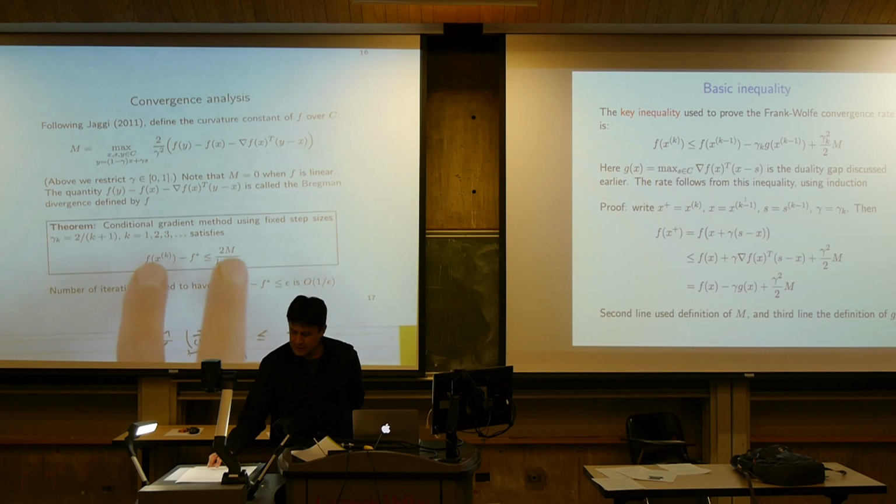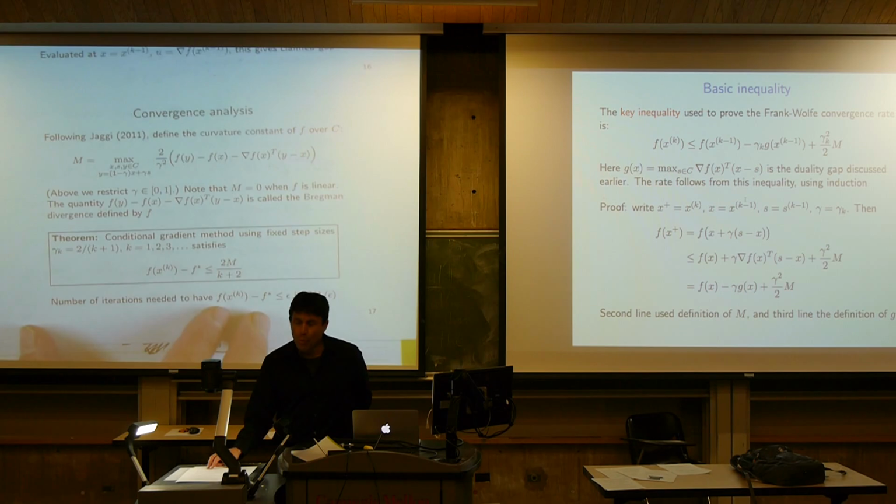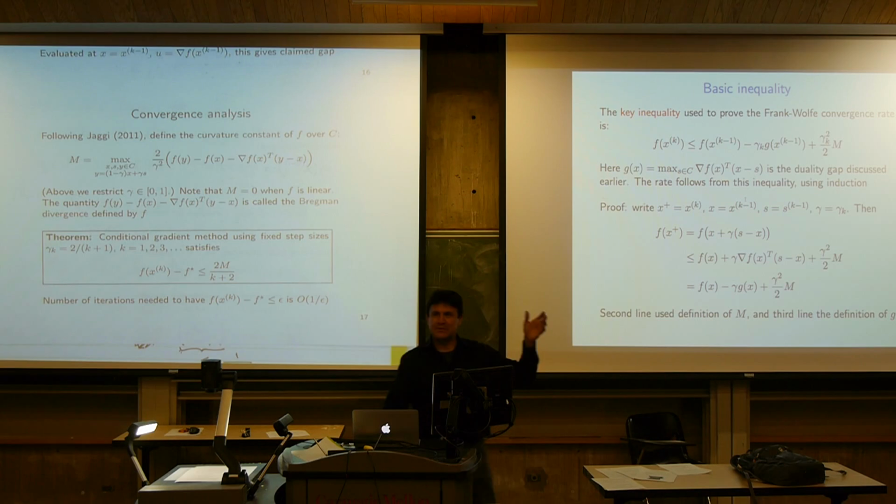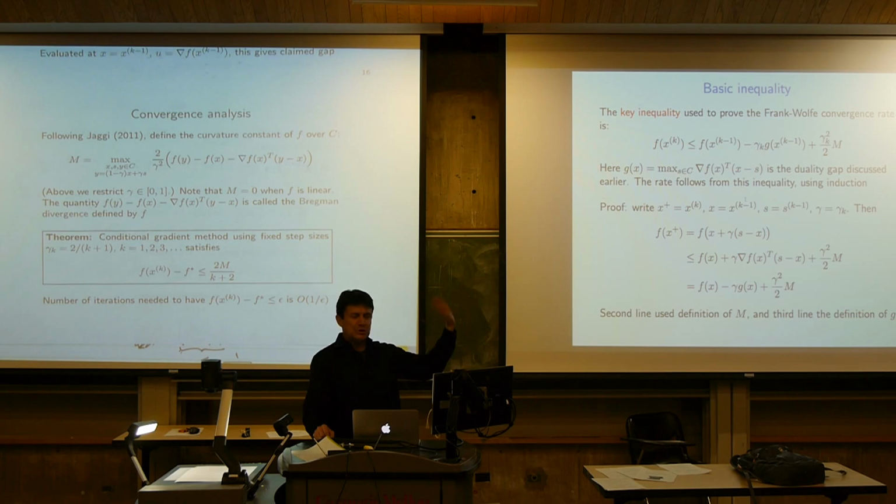Okay. I want to make a couple of comments about this M. Because some of you may be thinking, well, this is like cheating a little bit, right? You are showing that the speed of convergence of conditional gradient is roughly a constant times 1 over k. But that is stated in terms of that new constant, namely the curvature.